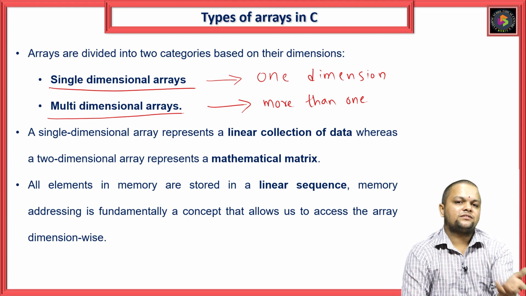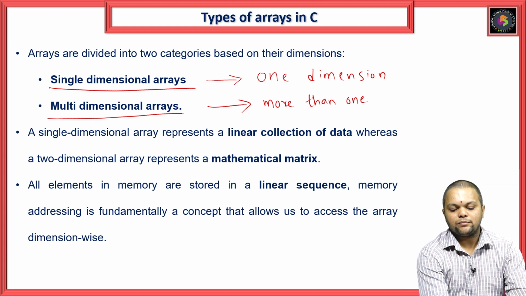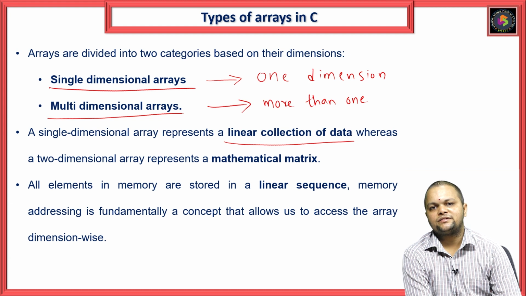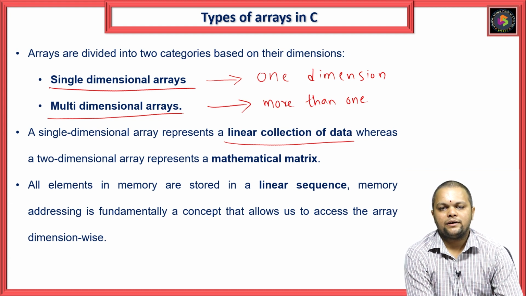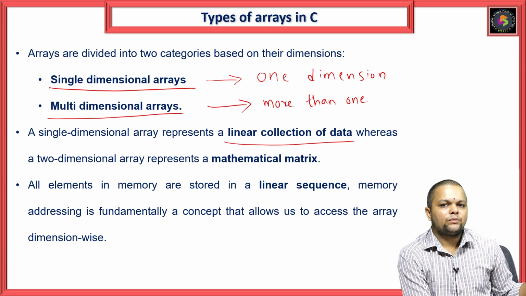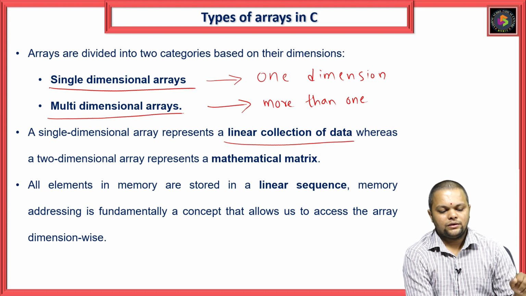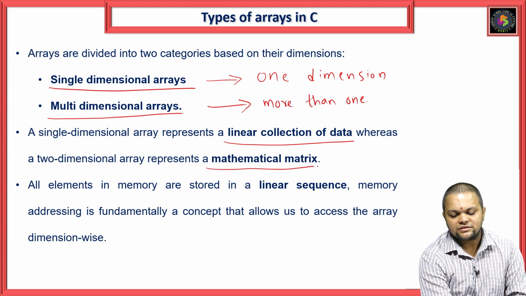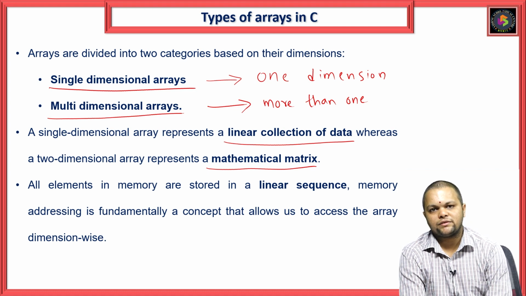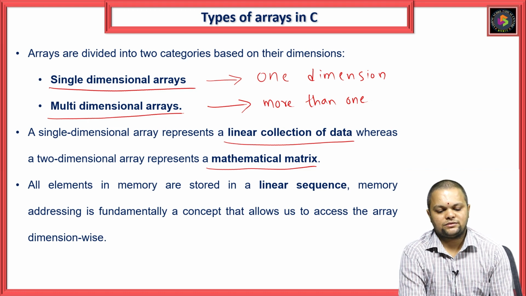So, what exactly is a single dimensional array? A single dimensional array is nothing but a linear collection of data. Linear collection of data means it takes the data in a linear order, from the left towards the right, in a particular order. And a two-dimensional array represents a mathematical matrix. Single dimensional array represents a linear collection of data. Two-dimensional array represents a mathematical type of matrix.